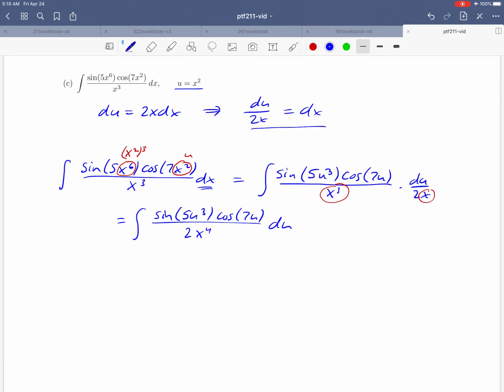You could, of course, pull that 2 that's in the denominator outside of the integral if you wanted to, or you could leave it like this, and that could be our answer. Okay, and we're done.